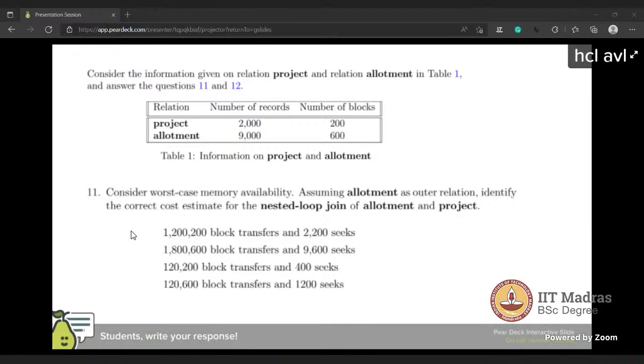So please try to write responses because these are very important questions. So we will wait a few minutes. After that, we will discuss.